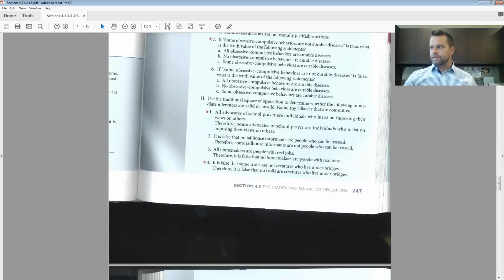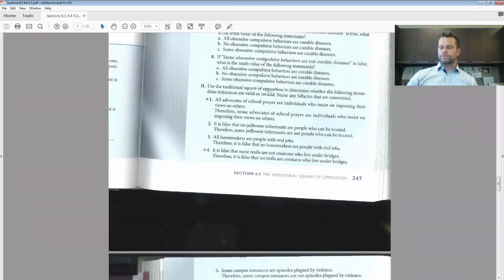Okay, so in part 2 here, we're going to use the traditional square of opposition to determine whether the immediate inferences are valid or invalid, and name any fallacies that are committed. Remember, the fallacies that involve the traditional square of opposition are things like illicit conversion, illicit subalternation, and then what's the one I'm drawing a blank on here?